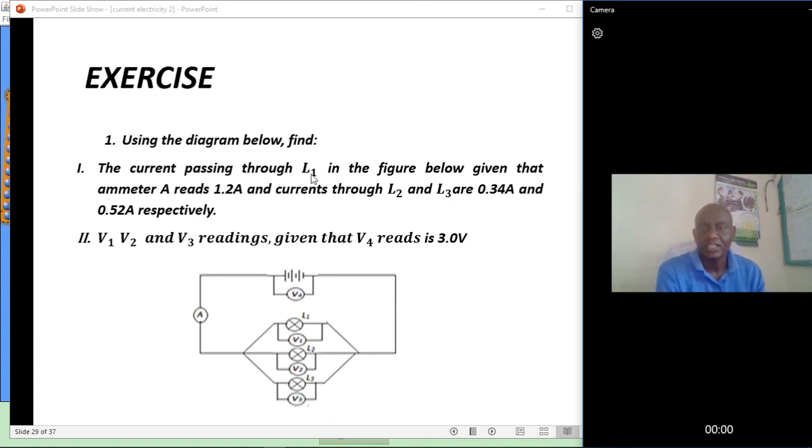We have an exercise here for you to attempt using the diagram. The current passing through L1 in the figure, given that the ammeter reads 1.2 amperes, L2 0.34 and L3 0.52. So you have the current here and the current there. V1, V2 and V3 readings, given that V reads 3.0. If V4 reads 3.0, what will be V1, what will be V2, what will be V3? We said that when they are in parallel like this, this will read 3, this will read 3, this will read 3.